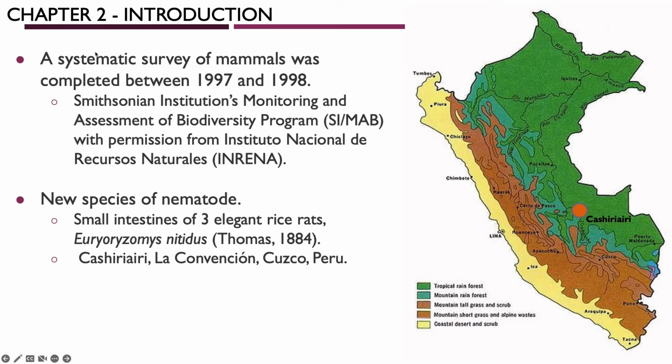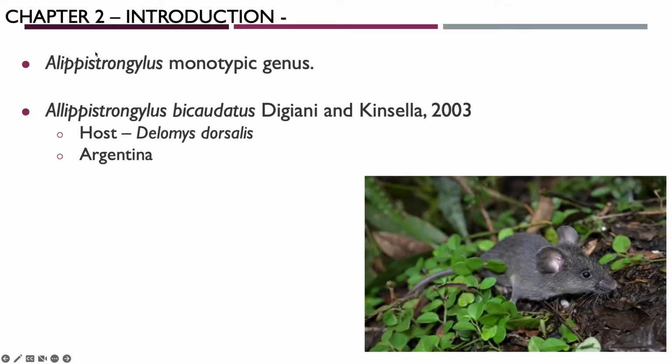When people think of Peru, they think of a very montane, Andes, high altitude. But people forget that a big portion of the Amazon rainforest is throughout Peru. So here's Cashiriari. This is where these rats were collected. This is where these nematodes are from. It's in the Amazon rainforest. So that's something interesting to consider.